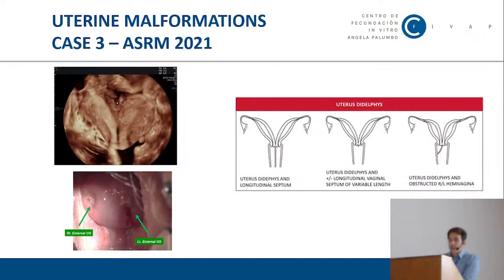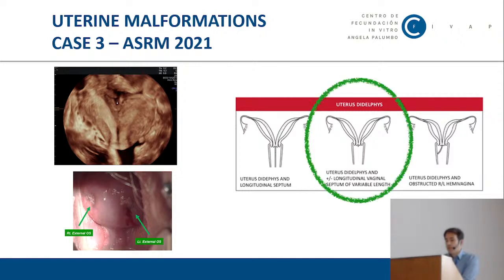When we go to the ASRM 2021 classification, it will be the didelphys uterus, the group of the didelphys uterus, and the only thing we have to see is if it has a longitudinal vaginal septum, longitudinal or partial or not. This uterus is a didelphys uterus without a vaginal septum.